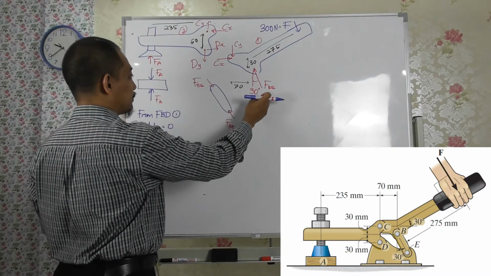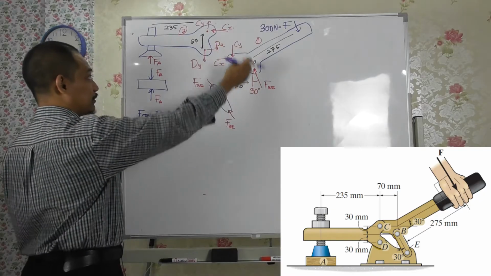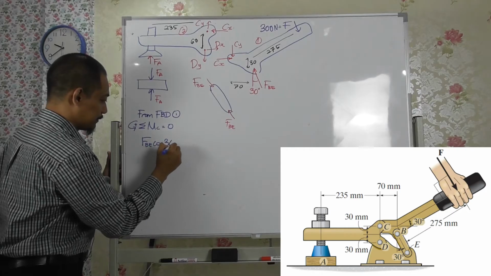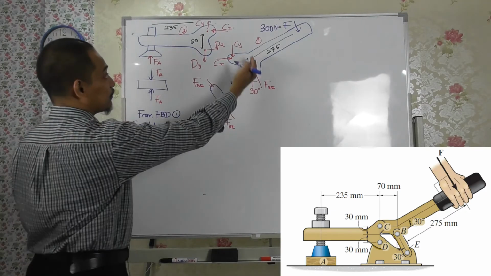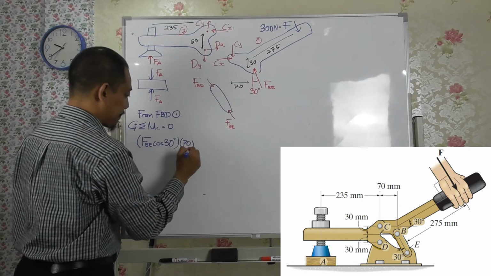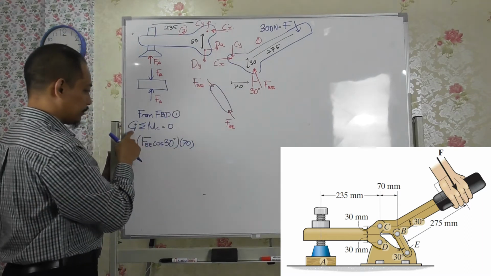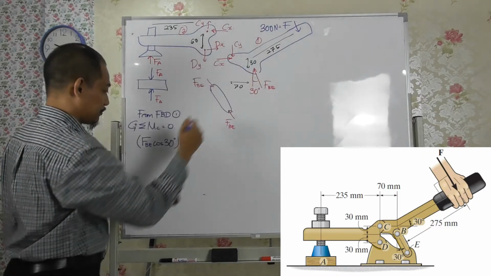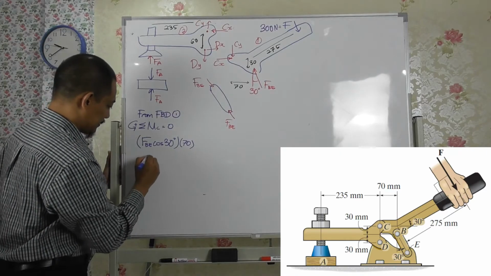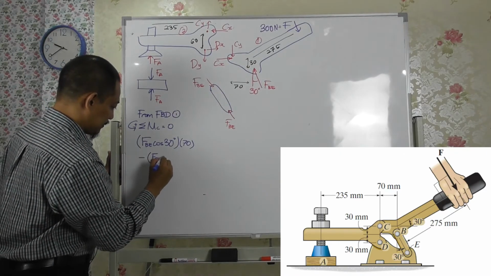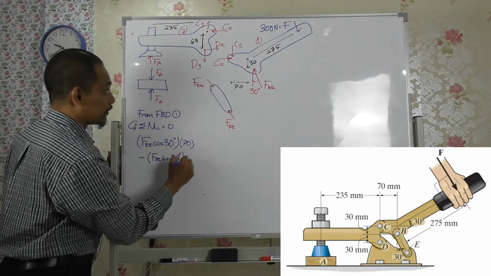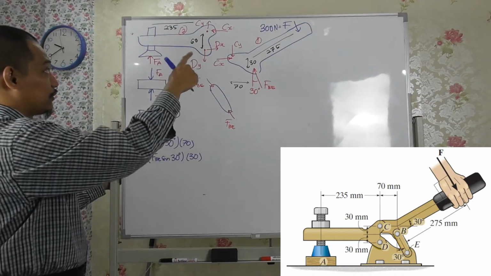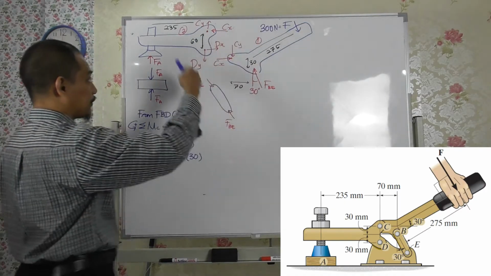So this one, the vertical one, will be counterclockwise, so FBE cos 30 times the distance of 70 millimeter, right? This is counterclockwise, so positive. And then the horizontal one will be clockwise, so minus FBE sine 30, and the distance will be 30 millimeter. And then you have another force F there. F will create counterclockwise.